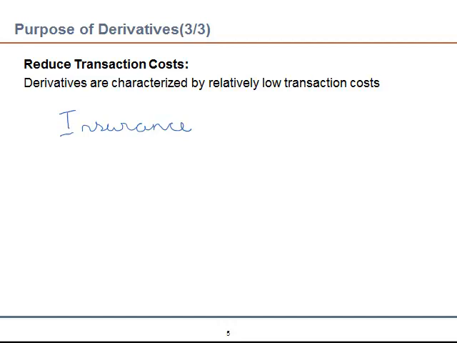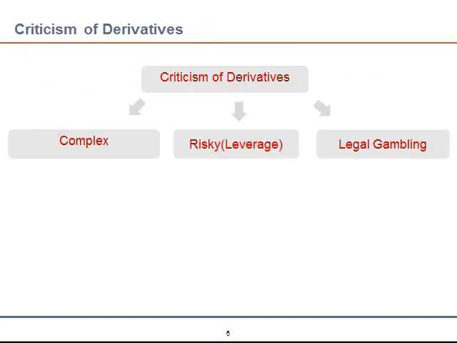Now let us move on and understand the criticisms of derivative markets. There are three main criticisms of derivatives. The first one being that they are highly complex in nature. The main problem that many investors have with derivatives is they are not able to comprehend how these derivatives function. And it was this complexity of certain derivative instruments that led to the financial meltdown in 2008. So this is one major criticism of derivatives.